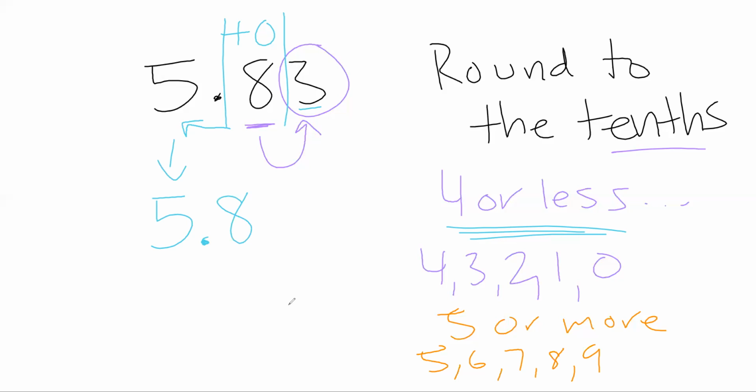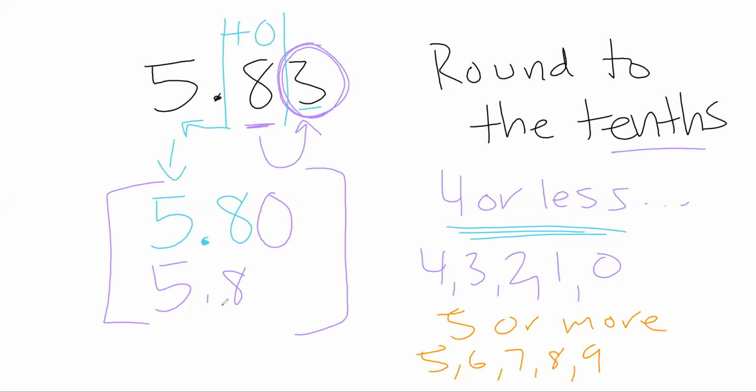Then I circled this because everything that I circle and to the right turns into a 0. That's why I circle it, because that looks like a 0, right? That's why I say do that. And there we are. 5 and 83/100ths rounded to the nearest tenth is 5 and 80/100ths or 5 and 8/10ths. Those are equivalent. We've talked about that. Okay, so there you go.